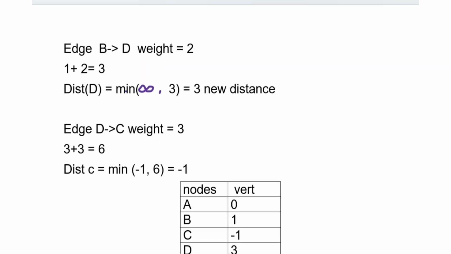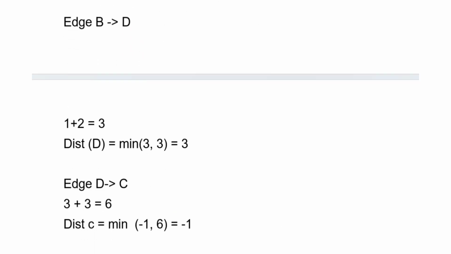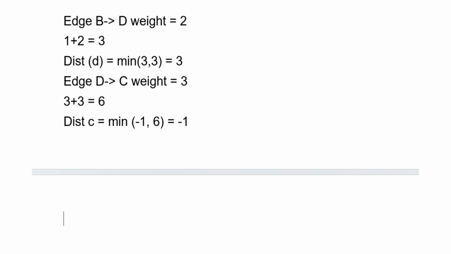Final result after iteration 3: no changes have been made to the distances during iteration 3, indicating that the shortest paths have already been determined in previous iterations. Therefore, iteration 3 does not alter the values. Note, this is the final iteration. A is equal to 0, B is equal to 1, C is equal to minus 1, D is equal to minus 1.